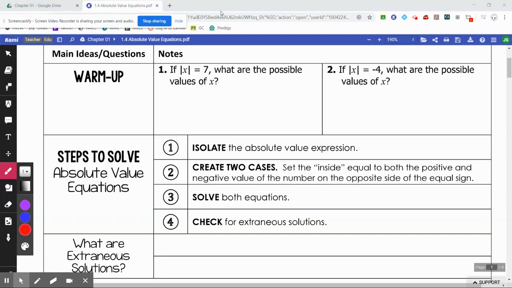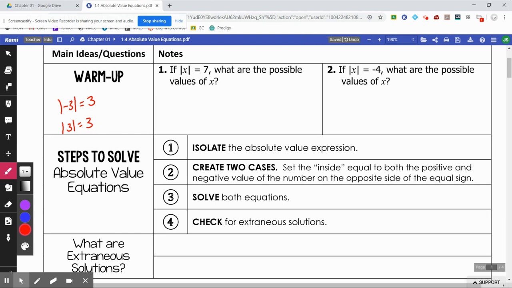In this lesson, we're going to be solving absolute value equations. Now, let me remind you before we begin what we mean by absolute value. The absolute value of a number is simply the distance that number is from zero. So the absolute value of -3 would be a positive 3. Absolute value of positive 3 would also be a positive 3 because distance is always positive.